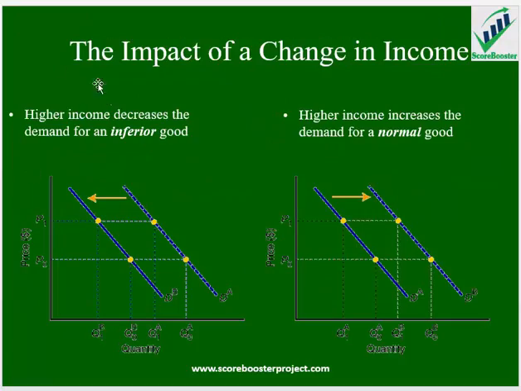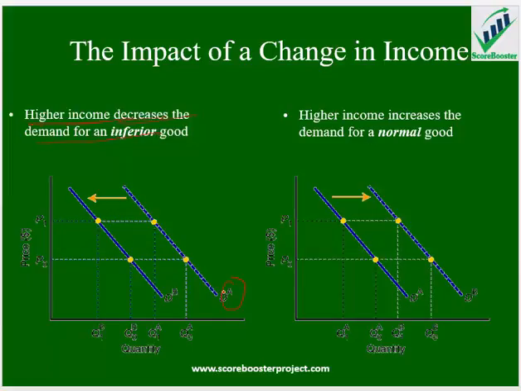Now let's look at this graphically, especially for your WAEC student and JAMB student. I just want to explain some of these points with graphs so that we can appreciate it better. When I have higher income, there is a decrease in demand for inferior goods. You see, here is my initial graph. Now when my income increases, then the demand for inferior goods decreases.